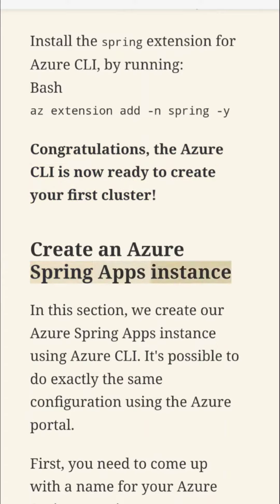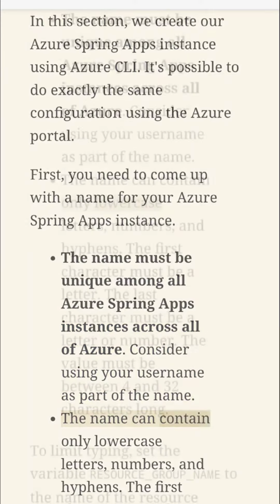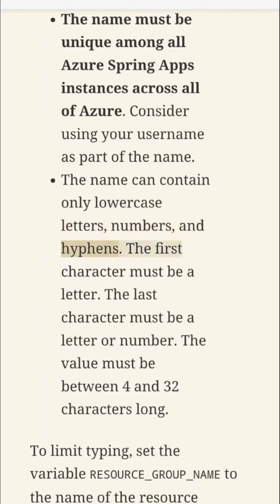Create an Azure Spring Apps instance. In this section, we create our Azure Spring Apps instance using Azure CLI. It's possible to do exactly the same configuration using the Azure portal. First, you need to come up with a name for your Azure Spring Apps instance. The name must be unique among all Azure Spring Apps instances across all of Azure. Consider using your username as part of the name. The name can contain lowercase letters, numbers, and hyphens. The first character must be a letter. The last character must be a letter or number. The value must be between 4 and 32 characters long.